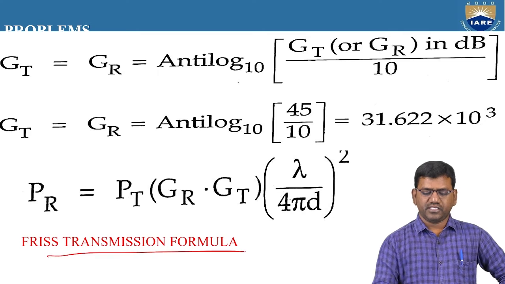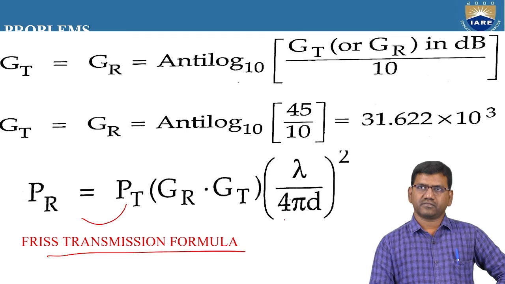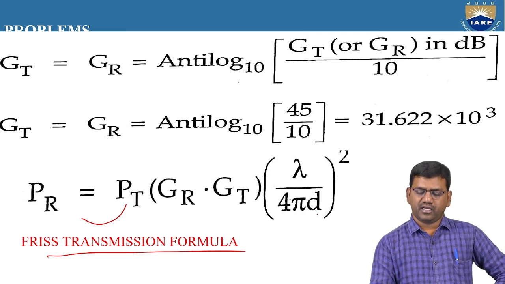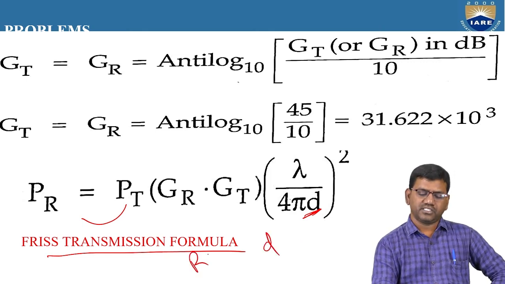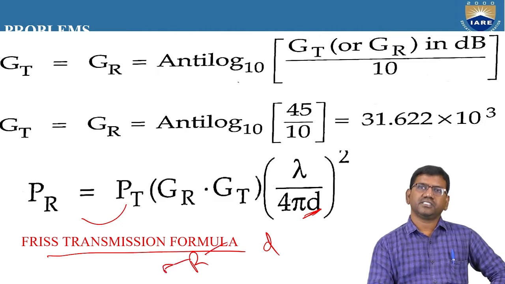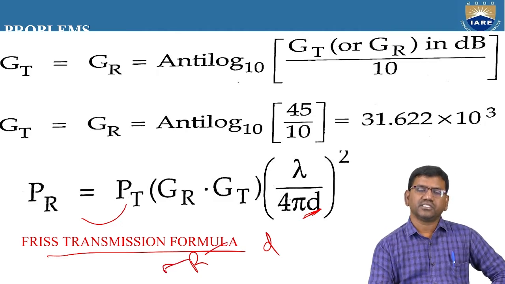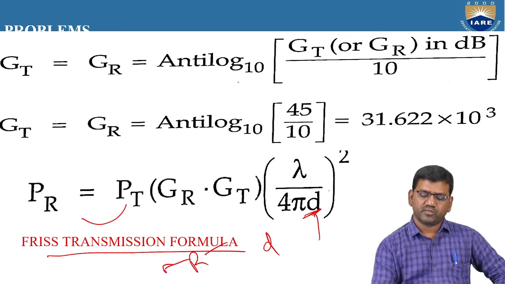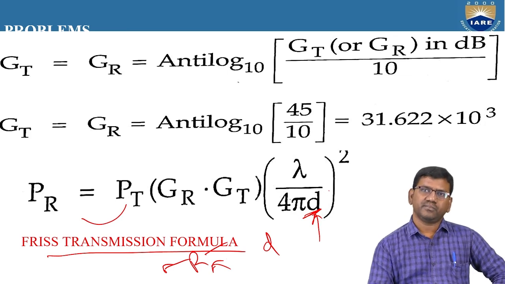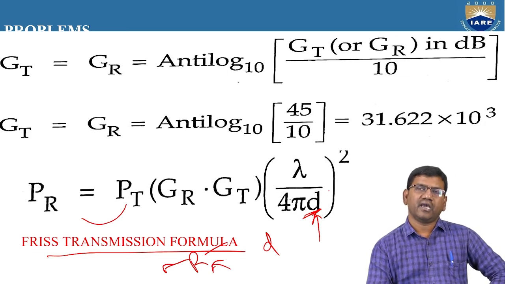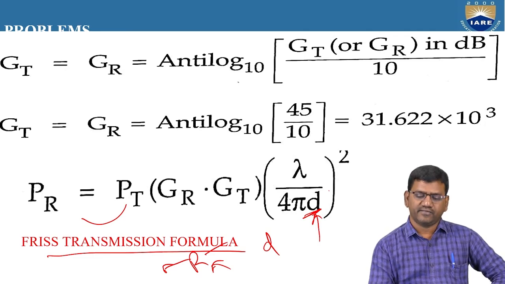This is known as the Friis transmission formula, so PR by PT is equal to GR GT by (4 pi R by lambda) whole square. Here we are using D, which is nothing but the distance. We can also use R. In some textbooks the distance is referred to as capital R, and in some textbooks as small d. The concept is the same. Both symbols have the same meaning: the distance between the transmitting antenna and the receiving antenna.